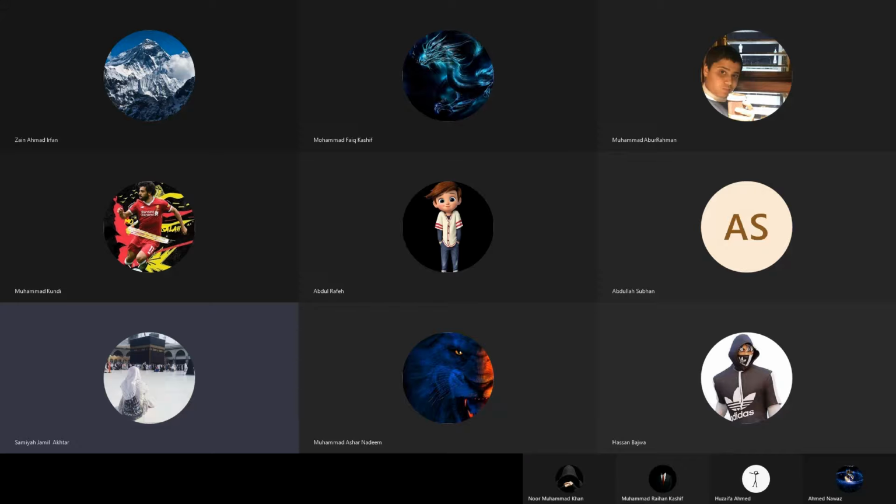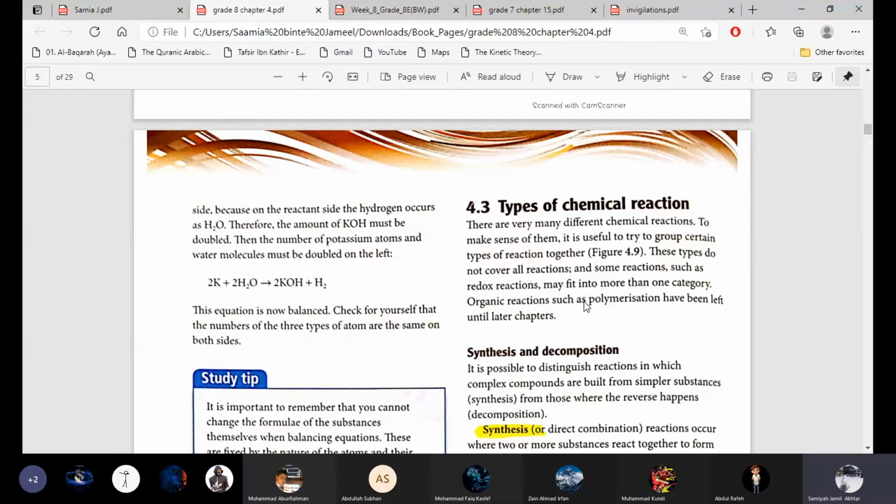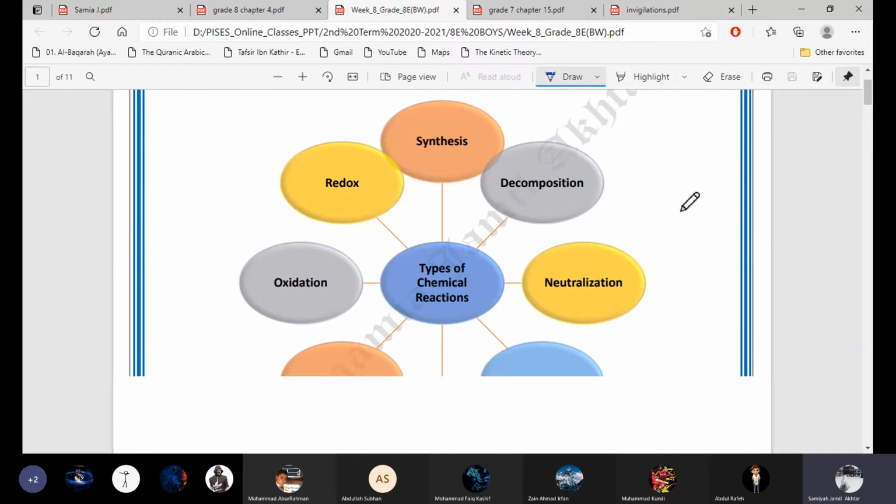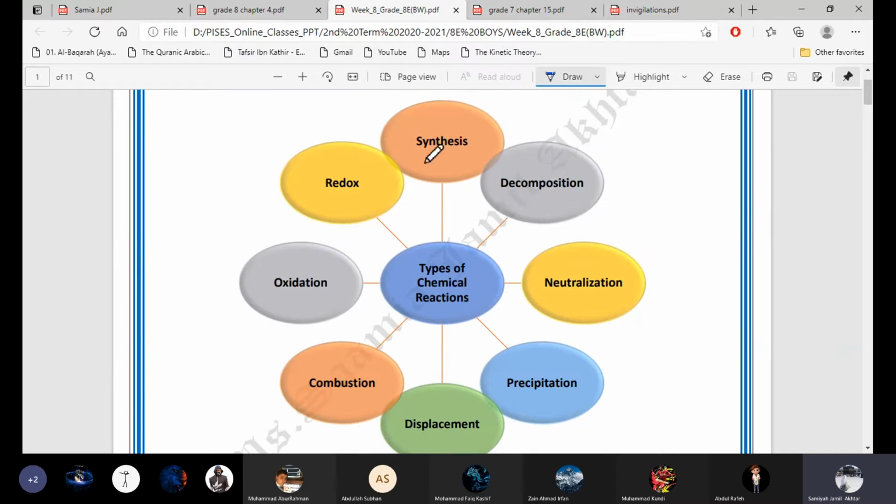But the reaction which you are going to study in detail, which you use in electrolysis, is redox reaction. Okay, redox reactions. But before redox reaction, there are different types of reactions which are mentioned in your book. So let's study them. I made a flow chart of all the reactions mentioned in the book. Okay, so there is synthesis reaction.